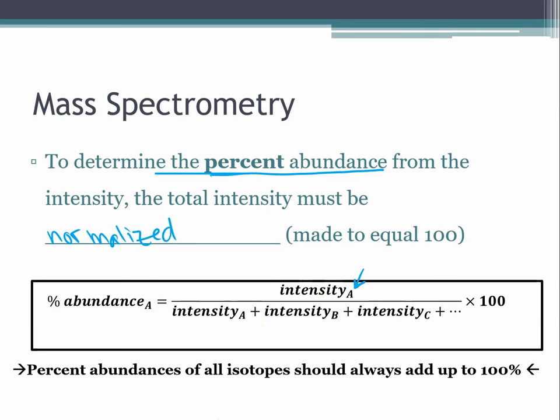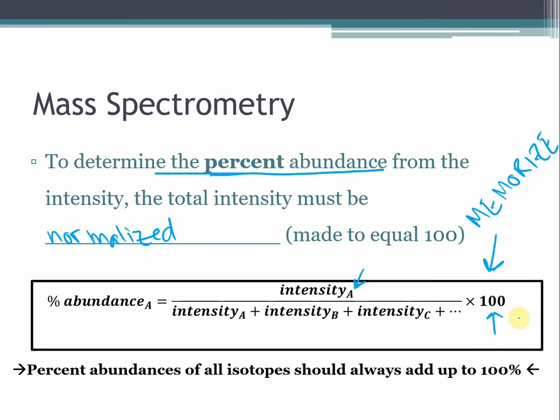On the flip side of that, if your abundances already add to 100, don't do this step, right? Don't make your life harder. Only do this if your percentages are not adding up to 100. This equation is not given to you on the formula chart. You're going to have to memorize this. You'll have to know how to use it, when to use it, and what it is. It will not be given to you.